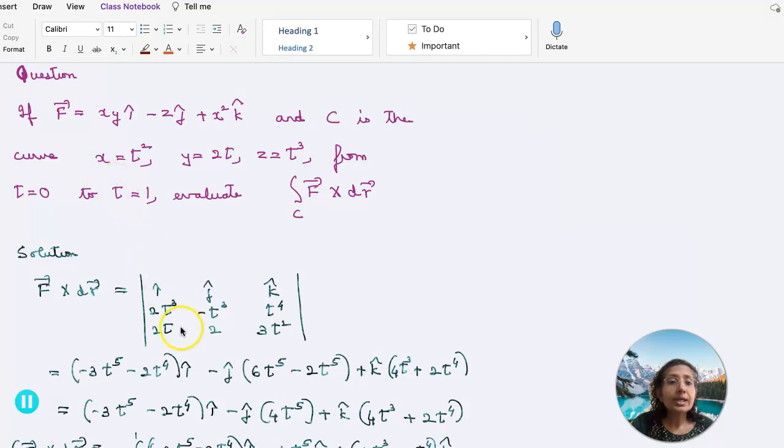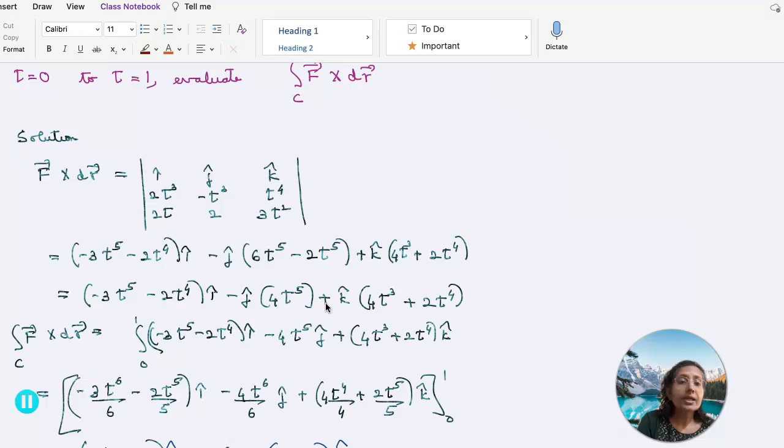And x² will be t to the power 4. dx is 2t, dy is 2, dz is 3t², and taking the cross product you get i times minus t³ into 3t², that is minus 3t⁵ minus 2t⁴, i, minus j times 6t⁵ minus 2t⁵, plus k times 2t³ plus 2t⁴. So when you simplify, this is F cross dr.